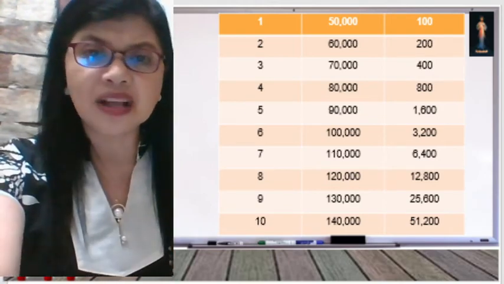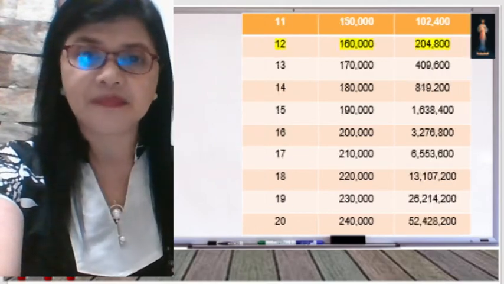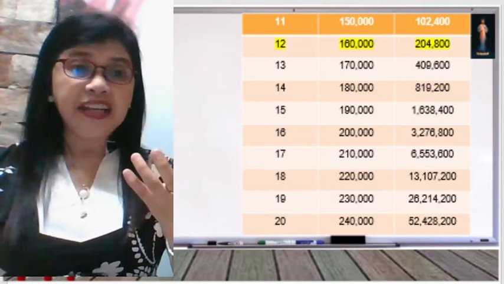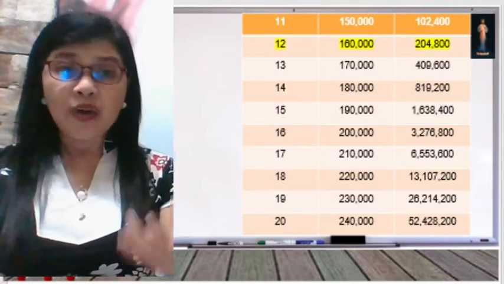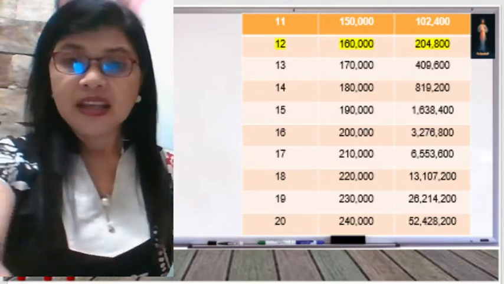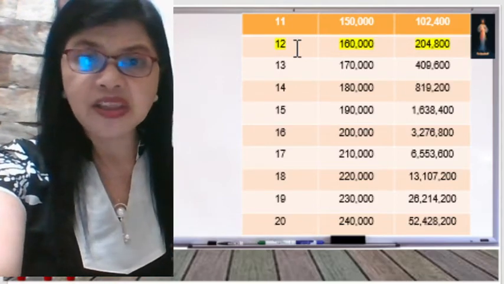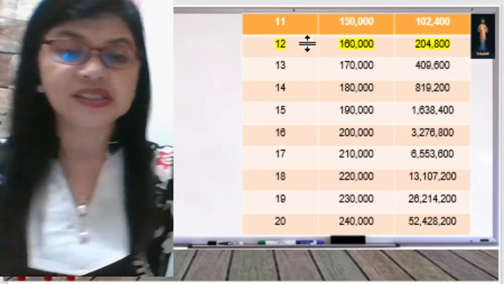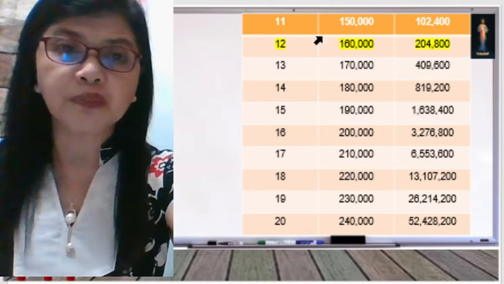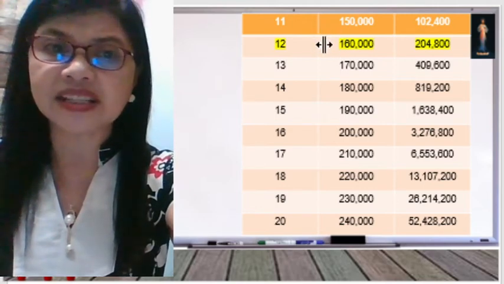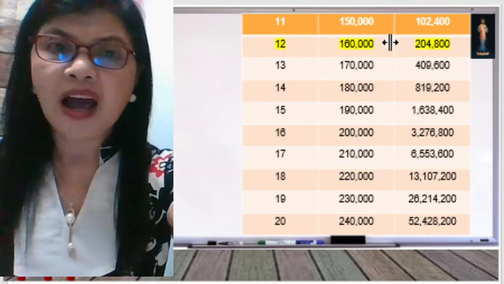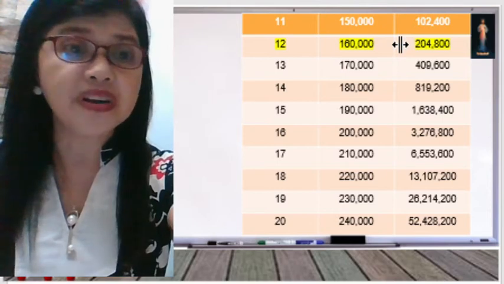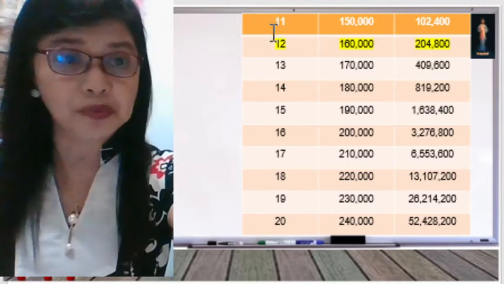Now let us look at the 11th to the 20th day. From the 11th day, option A is still gaining more than option B. However, look closely at day 12. Do you see day 12? How much will you earn on day 12 using option A? Well, you have 160,000. But in option B, how much is your money? Your pot has become 204,800. That is more than option A.